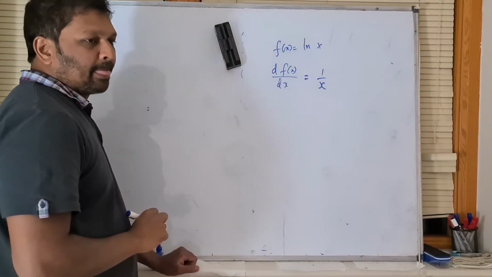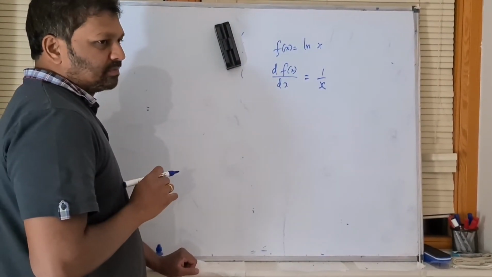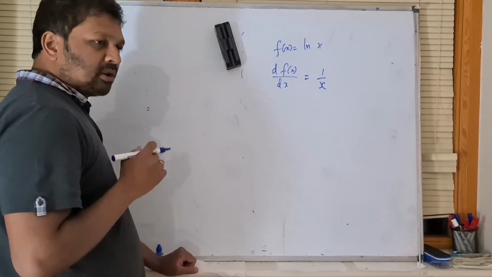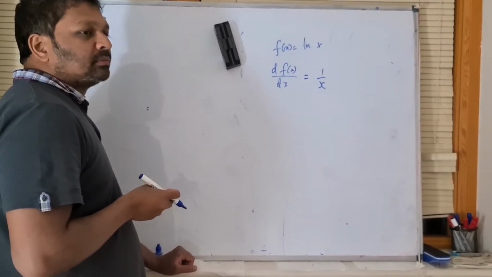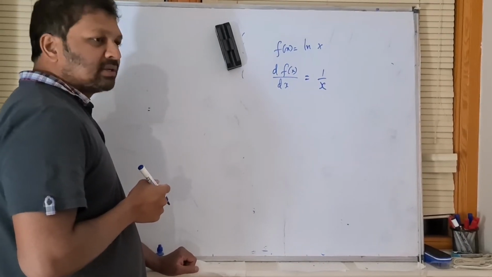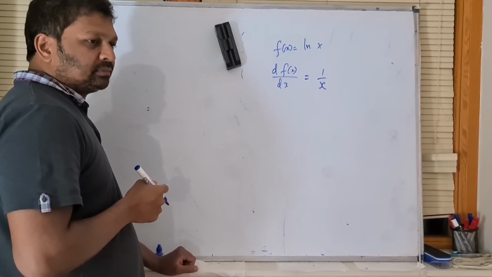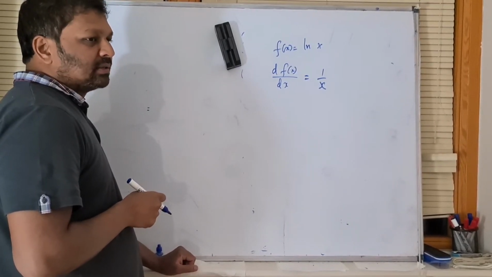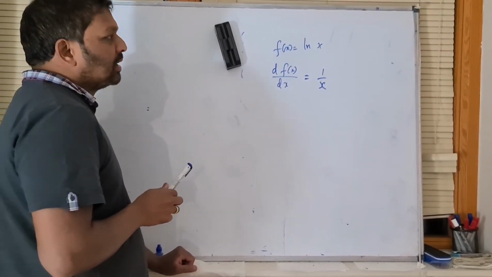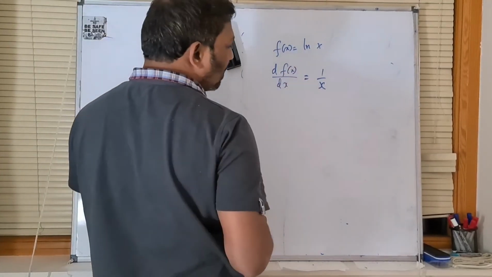Remember this: 1 by ln x? No, 1 by x. Then what's ln x? ln x is a log with base e. Is that the function? ln x is a function of x. So it's 1 by ln x, that's the answer for this? No, 1 by x is the answer. Is that the ln x formula or the answer? It is the formula.